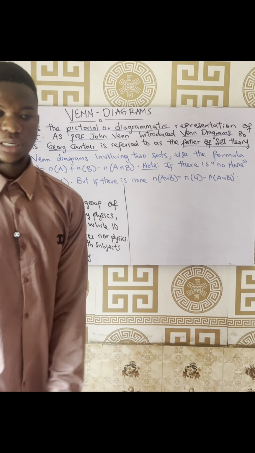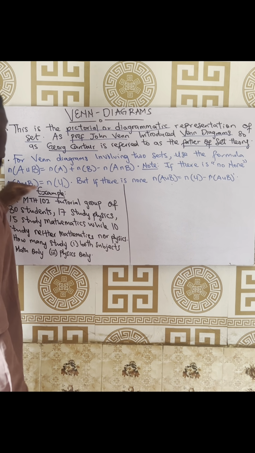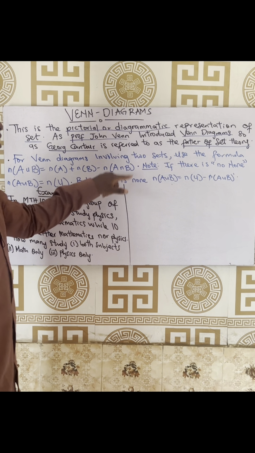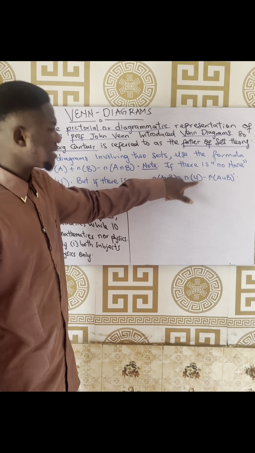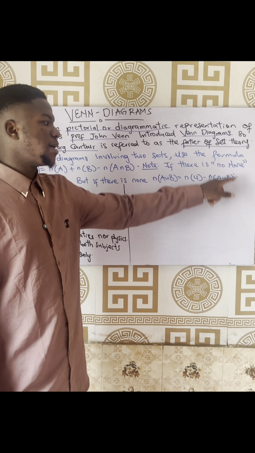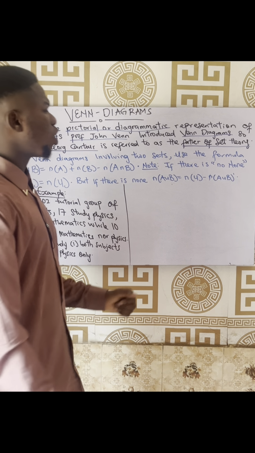So you have to note that if there is no none, your A ∪ B will equal the universal set. But if there is none, your A ∪ B will equal the universal set minus none. This (A ∪ B)' complement simply means none. Now, what do we mean by none?